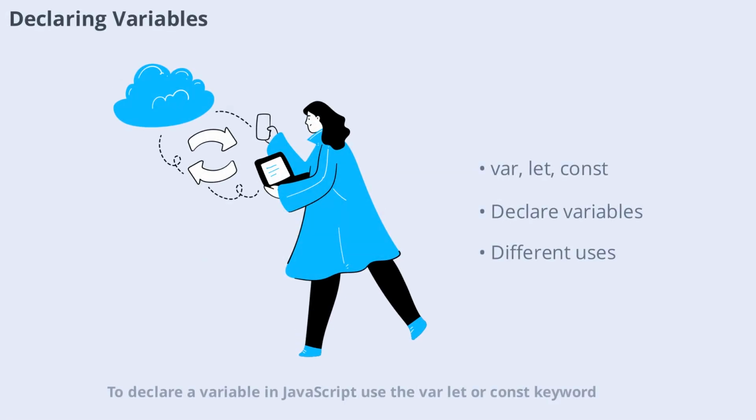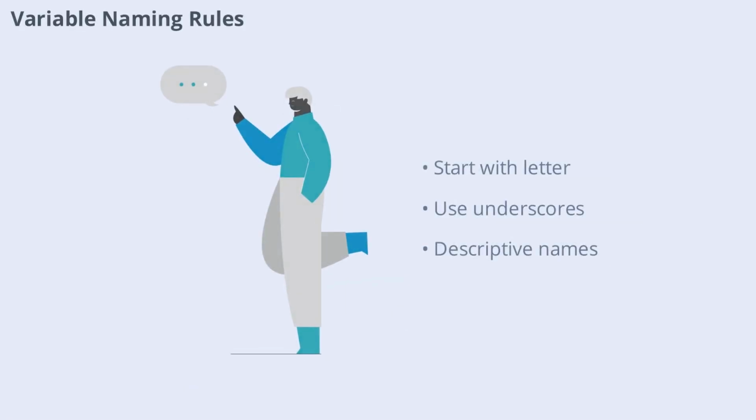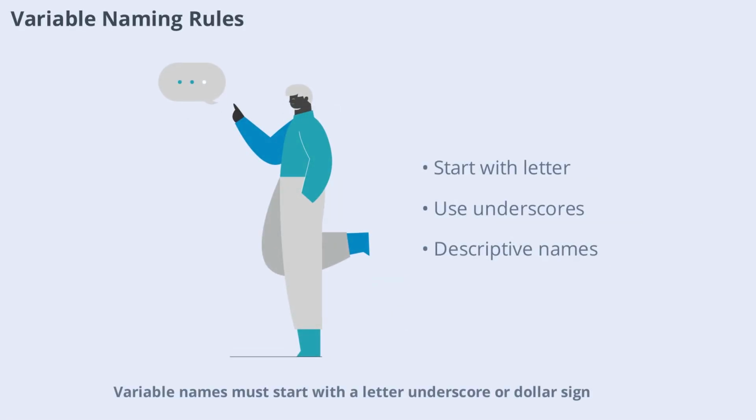To declare a variable in JavaScript, use the var, let, or const keyword. Each has its own rules and uses. We'll explore these in detail in the next lesson. Variable names must start with a letter, underscore, or dollar sign. They can include letters, numbers, and symbols.